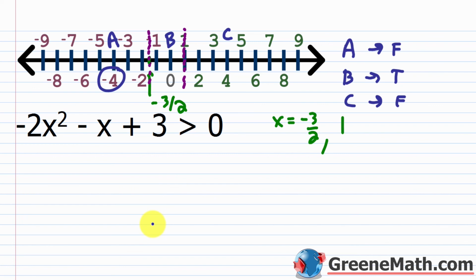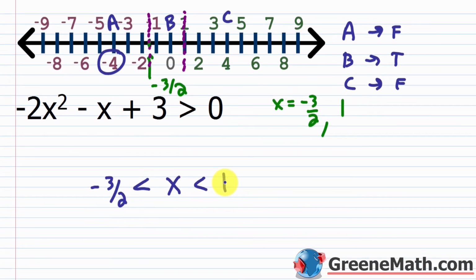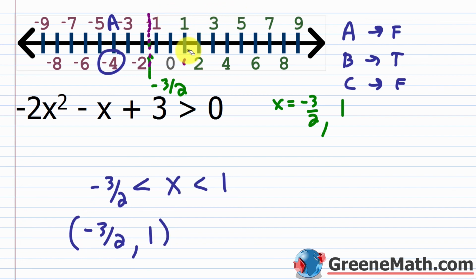And we have a strict inequality, so the endpoints or the boundaries of the critical values will not work. So I can say that x is greater than negative 3 halves and less than positive 1. In interval notation, I would have my negative 3 halves next to a parenthesis, and then comma a 1 next to a parenthesis.